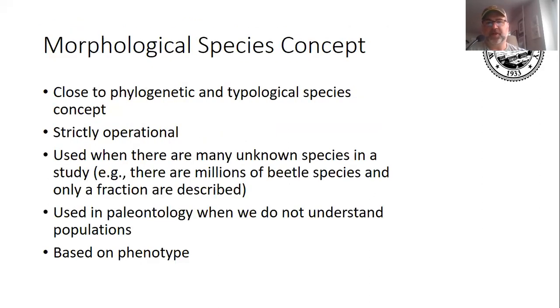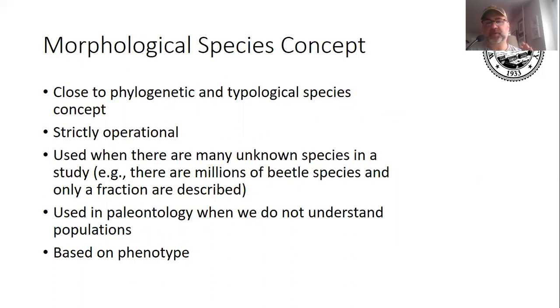Then we have species concepts that we use because we don't understand the biology of these organisms. So the morphological species concept is one that you'll often see in conservation biology. It's strictly operational, it's used in the field, and it's very close to the typological species concept in that there's some core essential traits that define a species and other species.